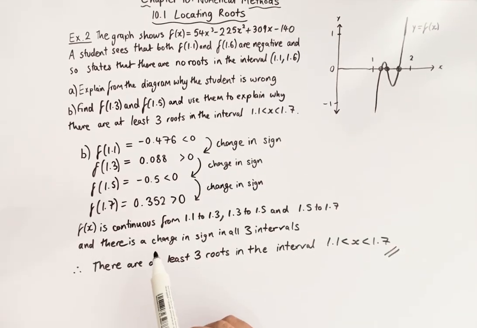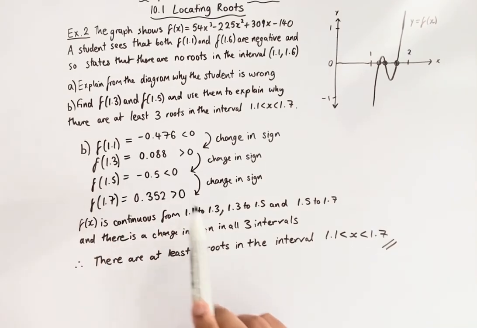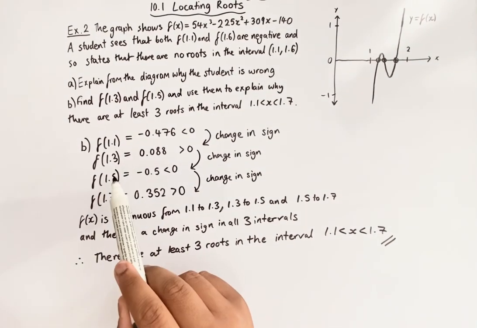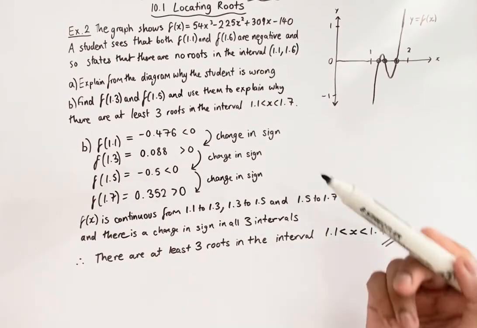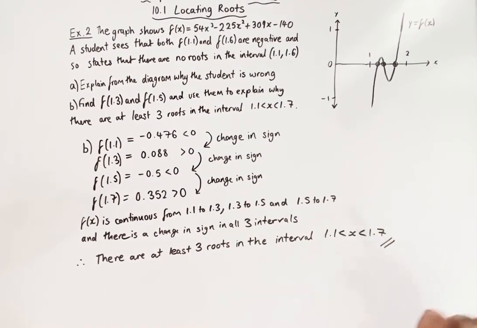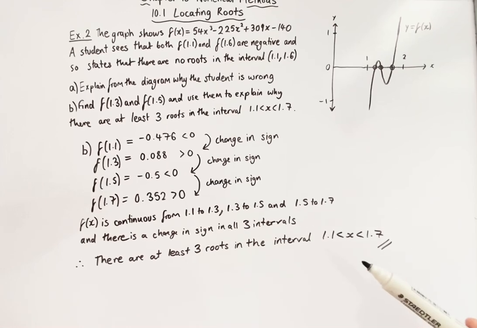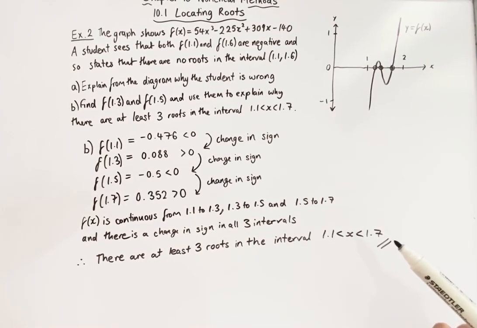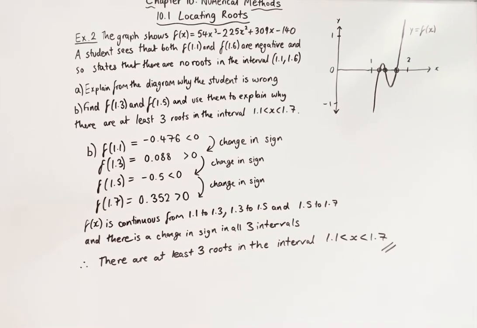f(x) is continuous from 1.1 to 1.3, 1.3 to 1.5, and 1.5 to 1.7, and there's a change in sign in all three of the intervals. This means that there are at least three roots in the interval 1.1 is less than x is less than 1.7, as required. And that's about it.